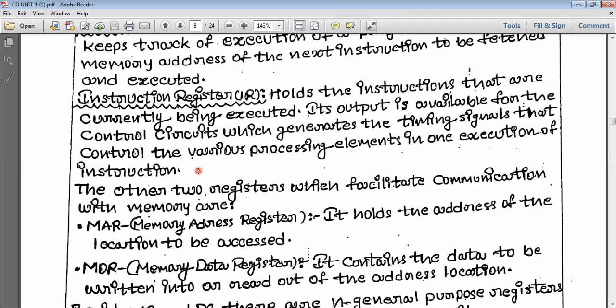Memory address register. So here it holds the address of the location to be accessed.